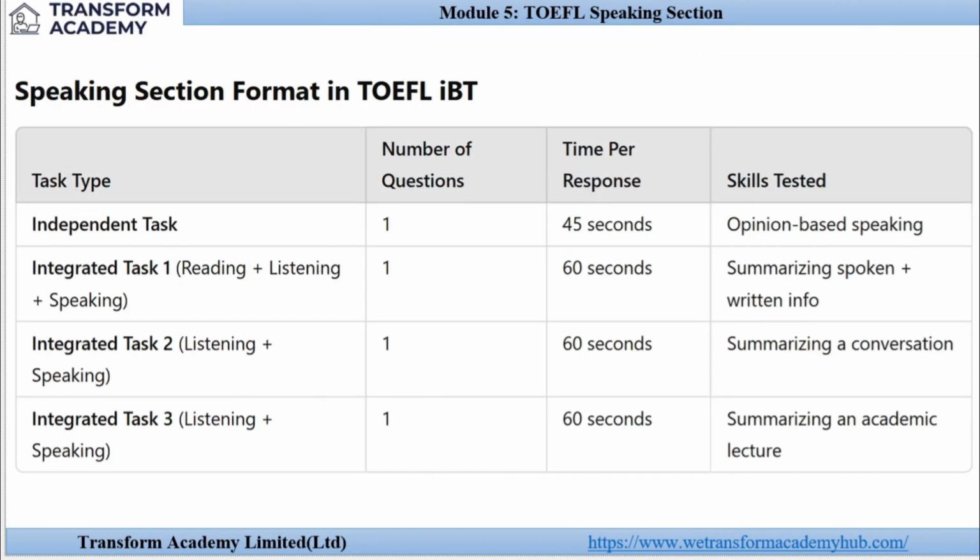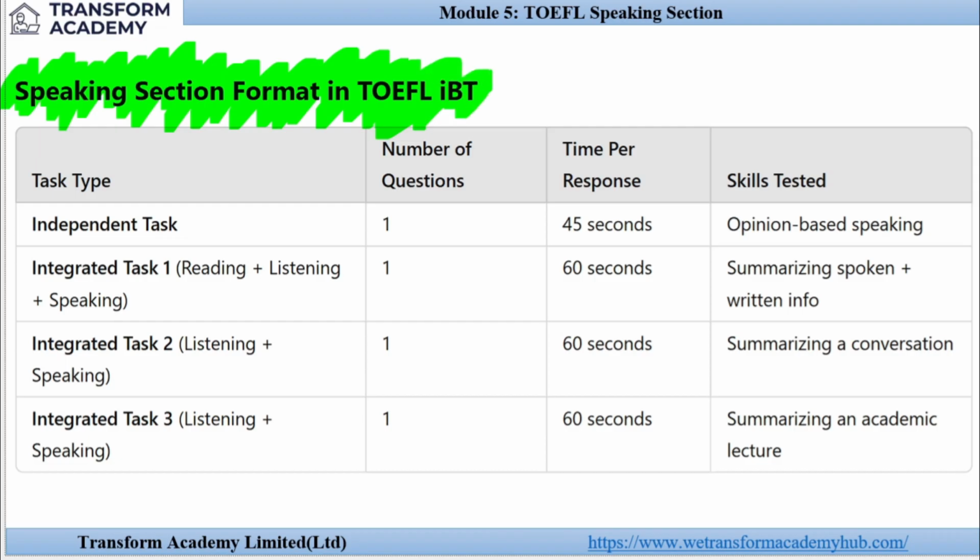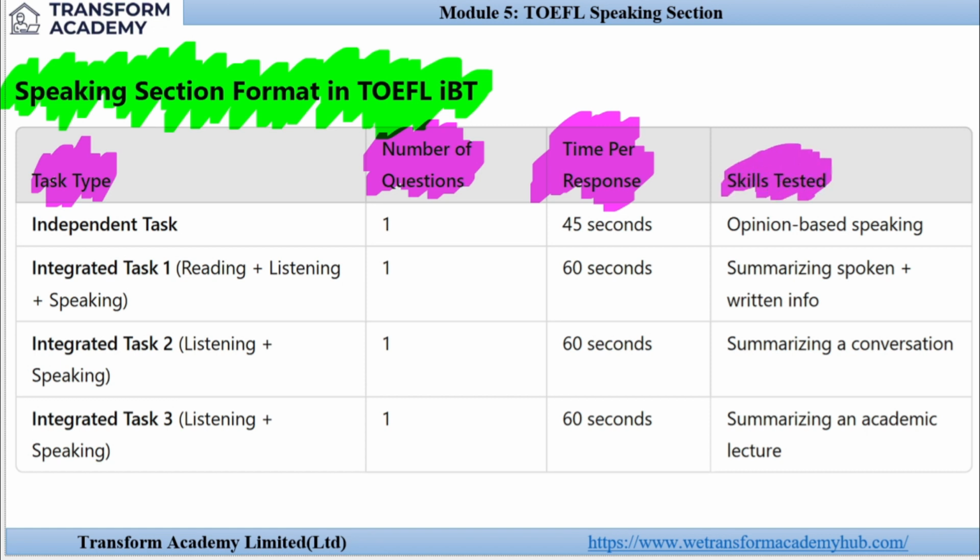Now, speaking section format in TOEFL iBT, internet based or CBT, computer based. So, the task type, the number of questions, the time per response, and the skills tested. So, we have the independent task. Number of questions 1, time per response 45 seconds, and skills tested: opinion based speaking.